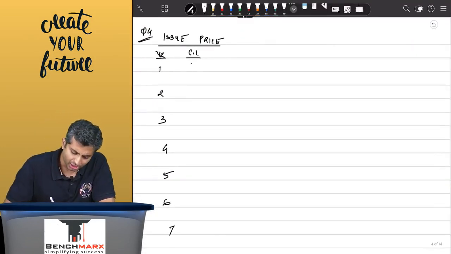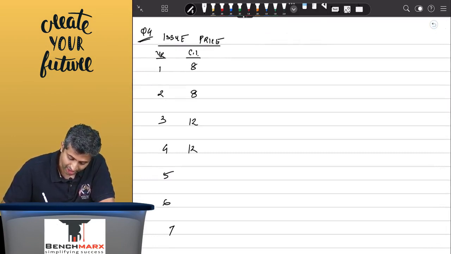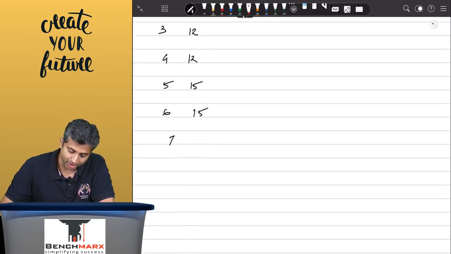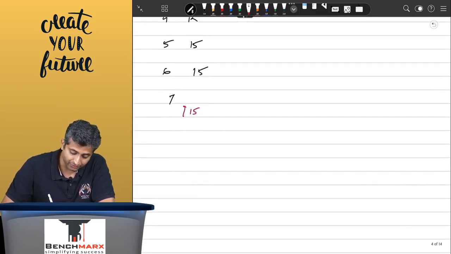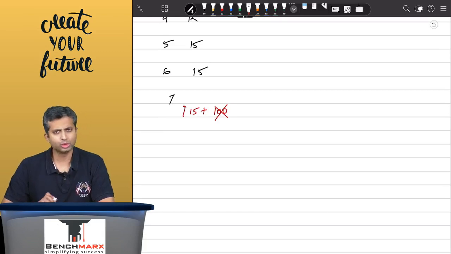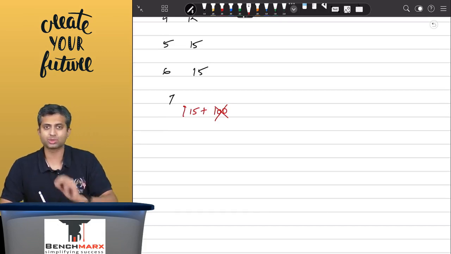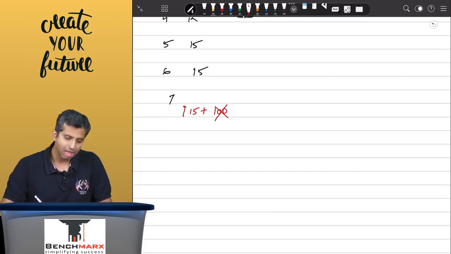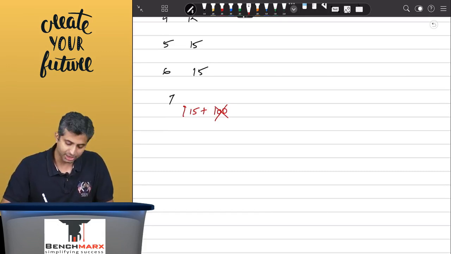So we will say that, okay, in the first year 8, second year 8, third year 12, fourth year 12, and in the last 3 years, this will be 15. In the last year, students typically tend to make a mistake. They say, okay, we will get 15 plus, we say 100. See, 100 is the face value. Usually you get the face value back, but in this question, the last line of the question tells you that the redemption happens at a premium of 5%. And hence, one can reasonably say that what we will get back is actually 105.